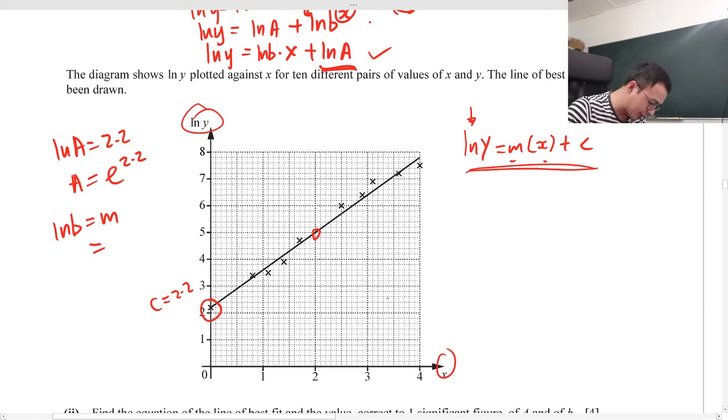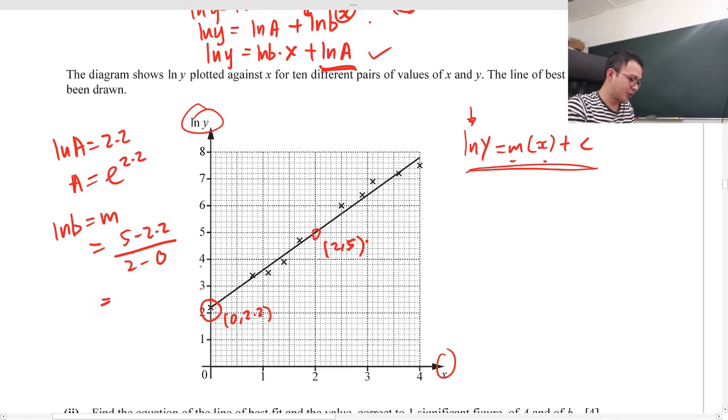Maybe I take this one. Alright, so I take this one. This one is 0, 2.2, and then this one is 2.5. So therefore, I will say 5 minus 2.2 over 2 minus 0. So this is how I get the gradient. I will get 3.2 divided by 2, 1.6 equals ln b. So b is equal to e power of 1.6.